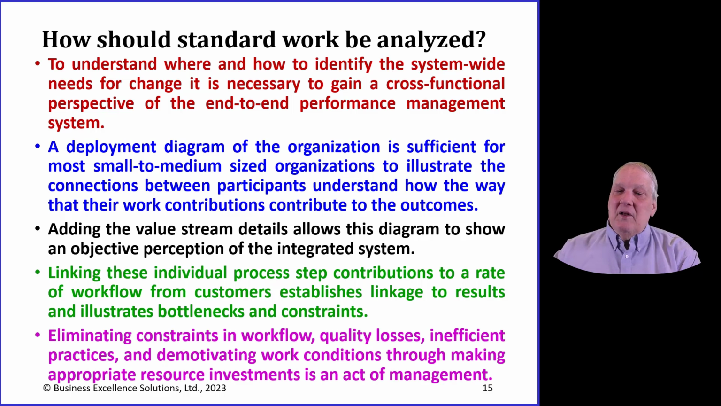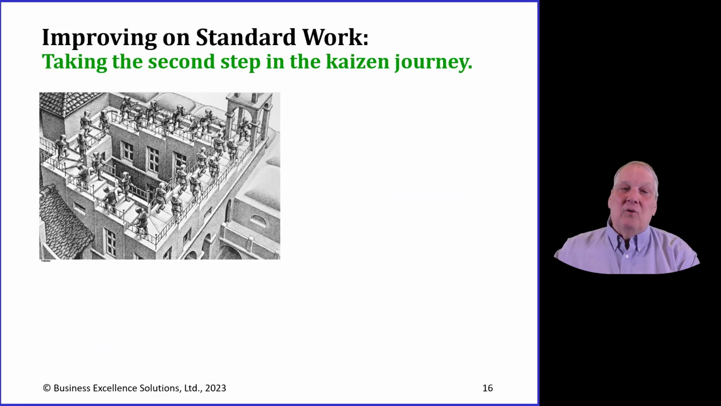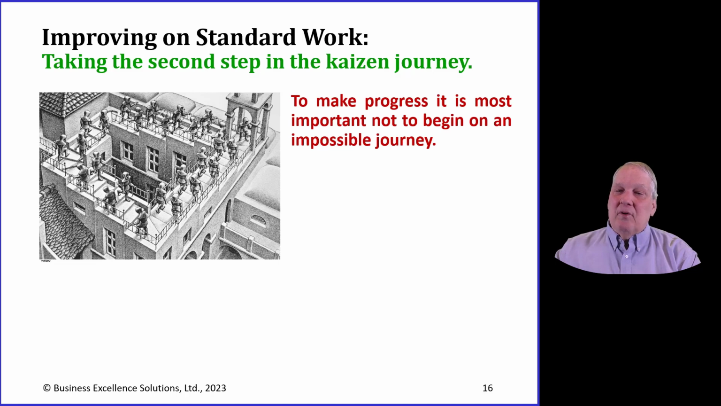And eliminating constraints in workflow, eliminating quality losses, eliminating inefficient practices and demotivating work conditions by making appropriate resource investments, that's the active management. And that's what has to occur within every organization where we have a managerial owner for those processes. So the second step in the Kaizen journey is to make progress.